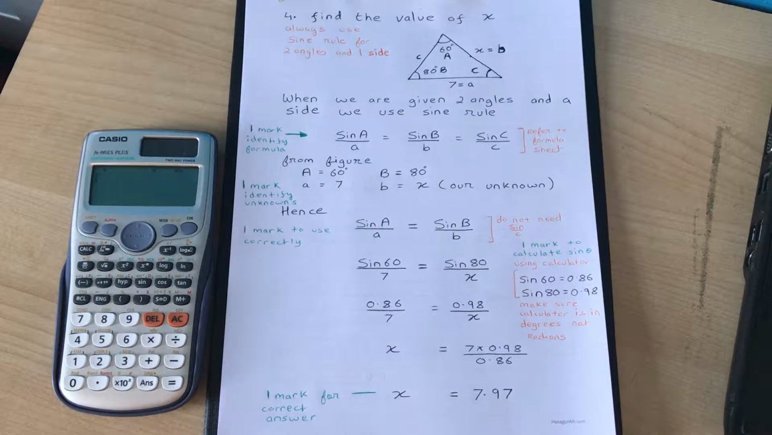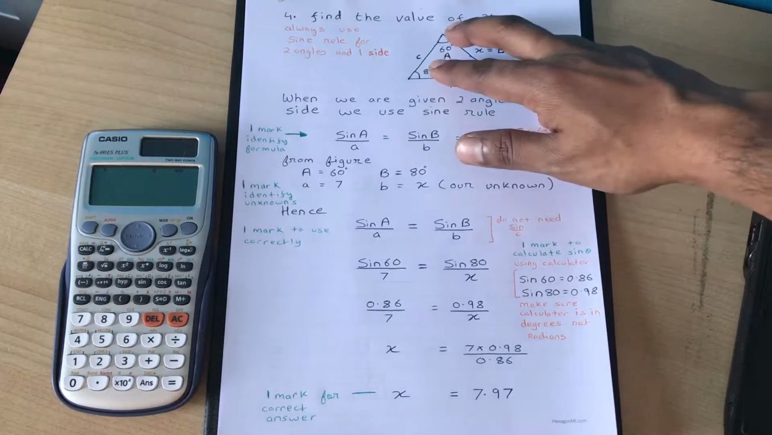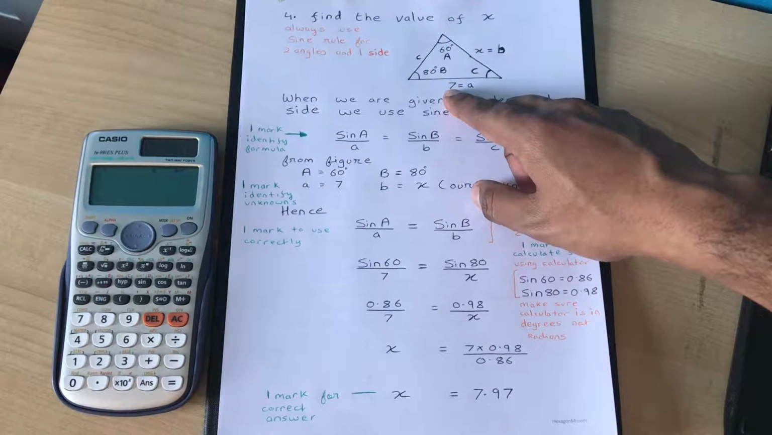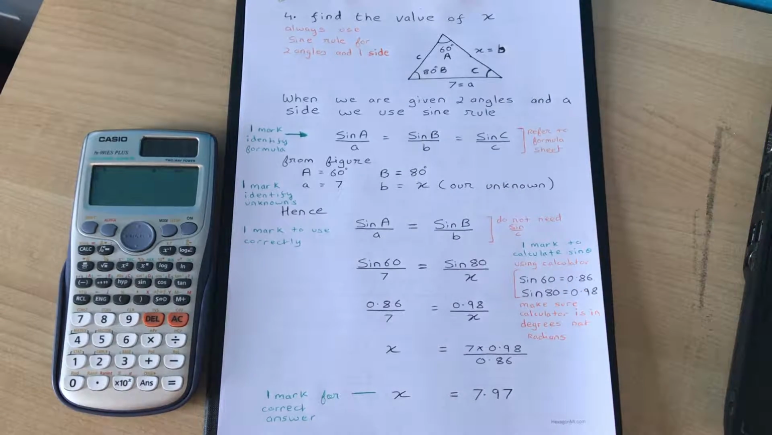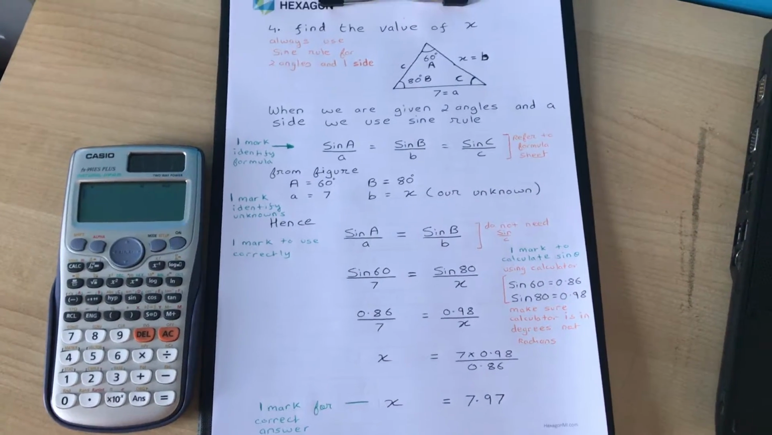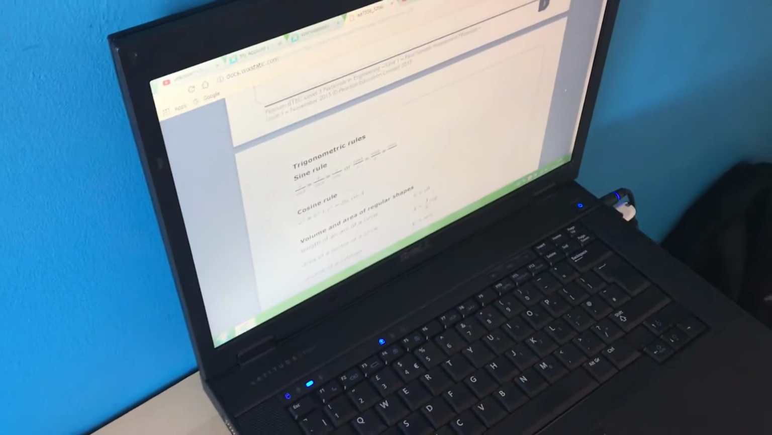In a problem like this, whenever you are given two angles and one side, you always have to use the sine rule. Now where will you locate the sine rule? That sine rule is present on your formula sheet, which I'll show you here. Let me refer to my website.